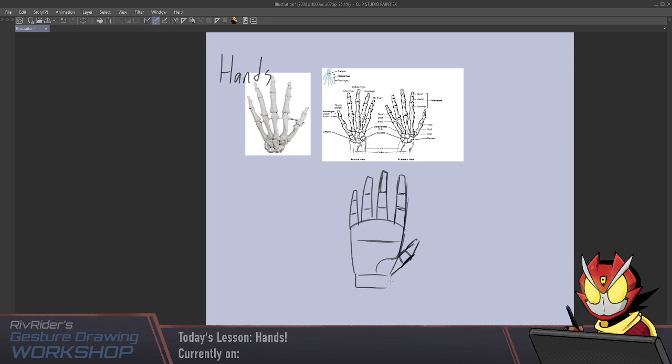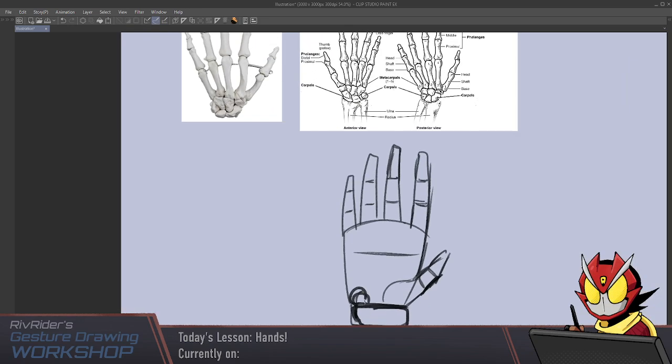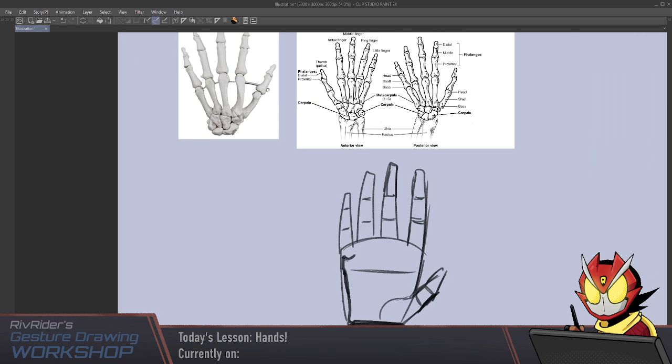So, if we were to observe parts of the hand, your metacarpals are somewhere around here. Sorry, the carpals of your wrists are right here, and your metacarpals are then connected to these bony segments. They go up to about where the knuckles are.